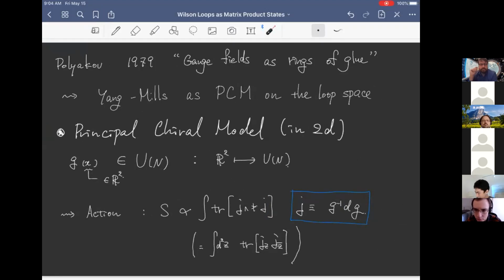The field in the Principal Chiral Model, which I denote by G, lives in a U(N) group. So it's basically the nonlinear sigma model whose target space is U(N). Here, x is the space, because I'm considering 2D theories, so x lives in R^2. As you can see, this g(x) is basically a map from R^2 to U(N). The action is of the standard form, J wedge star J, where J is given by the Maurer-Cartan 1-form, g^{-1}dg. If you write it in terms of holomorphic coordinates, then it's just the usual d^2z trace J_z J_zbar.